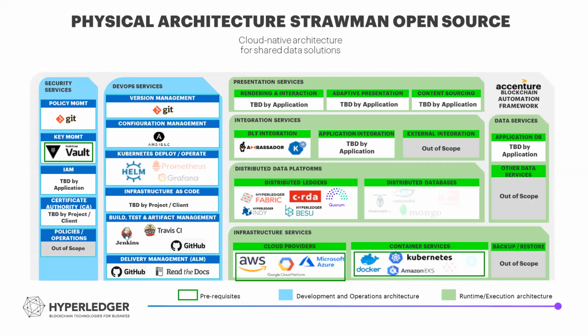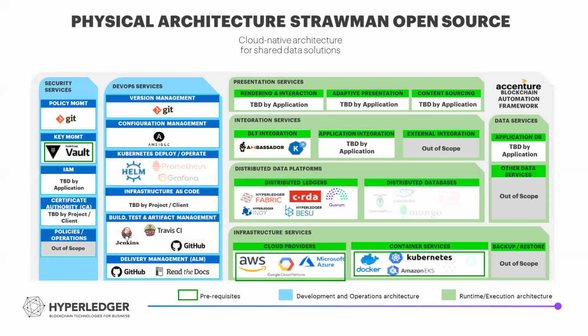So BAF uses Git for policy and version management. We have Ansible for configuration, and for Kubernetes we use Helm. We have the build and test environment using Travis and Jenkins, as well as GitHub for artifact management and delivery management, because all our issues are tracked in GitHub. And Read the Docs is our documentation. If you go to our main project link, you can find all the links to our Read the Docs there.